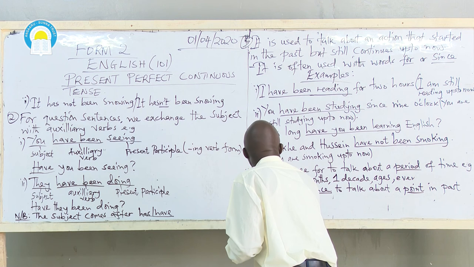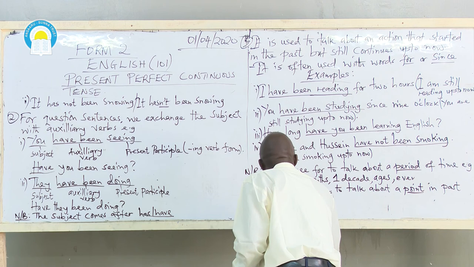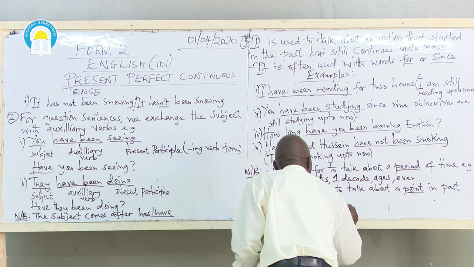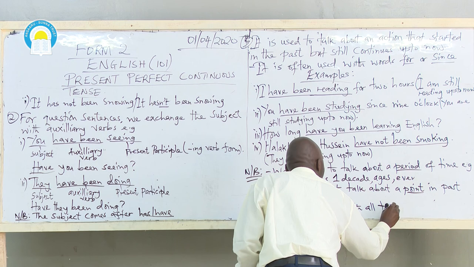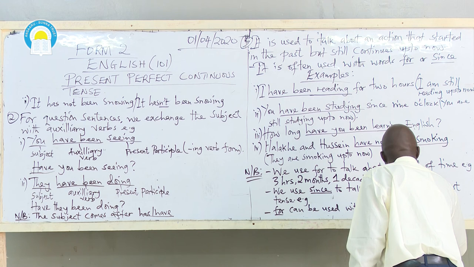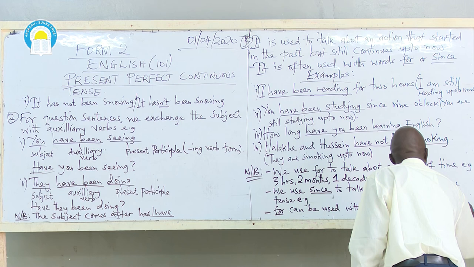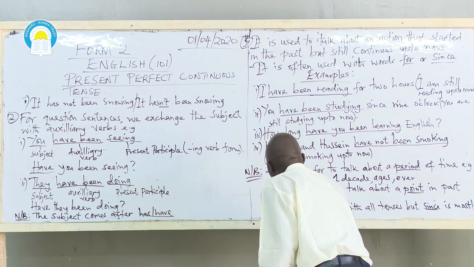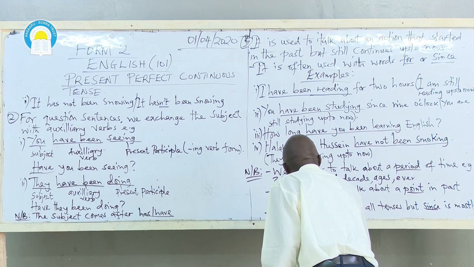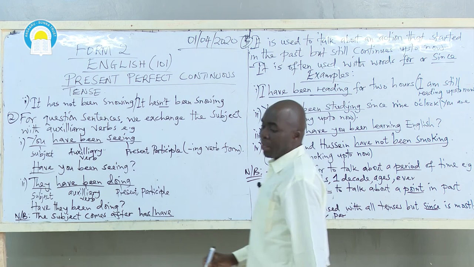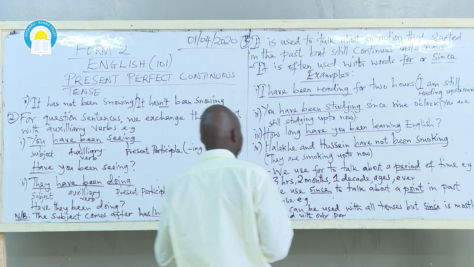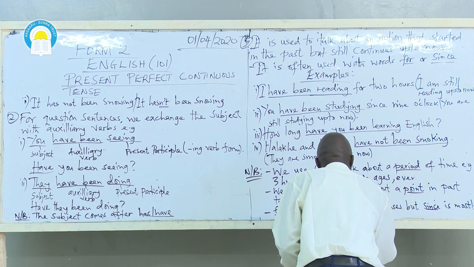For can be used with all tenses, but since is mostly used only with the participle. It's mainly used with the participle or the perfect tenses. If not participle, let me use the word perfect tenses. It's mainly used with perfect tenses.